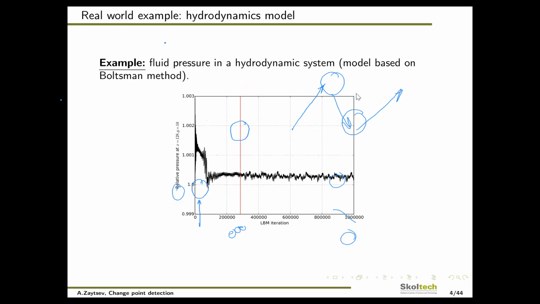We will come back to a more formal definition of what we want a bit later. Another example is pressure in some complex hydrodynamic systems, based on the Boltzmann method. Here we have no change in mean value, and no change in variance actually. I suppose the typical range of values here and here is the same. But something is different and we want to catch it with our model again. So this is a change point we want to catch too. Maybe we can say there is some kind of periodicity in the time series before this red vertical line, and there is no structure like this after it.